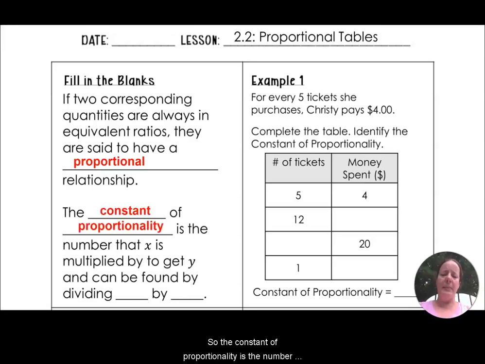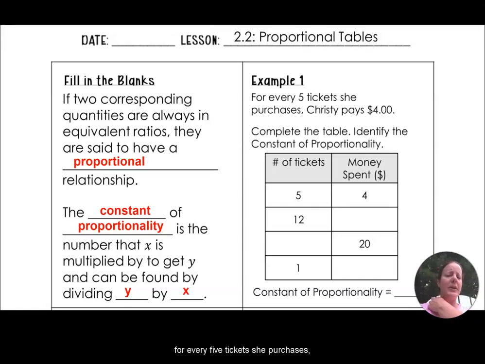So the constant of proportionality is the number that x is multiplied by to get y, and can be found by dividing y by x. You're going to hear that a lot today. So for our example, for every 5 tickets she purchases, Christy pays $4. Complete the table, identify the constant of proportionality.